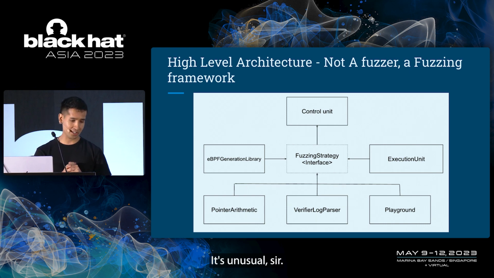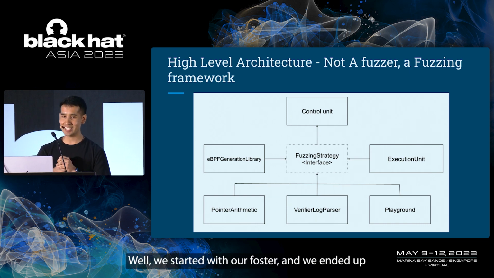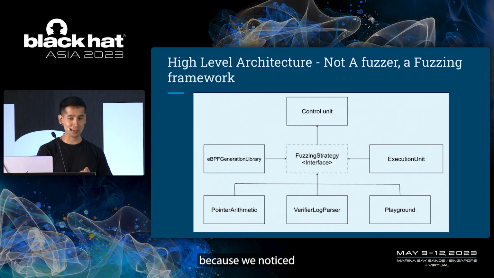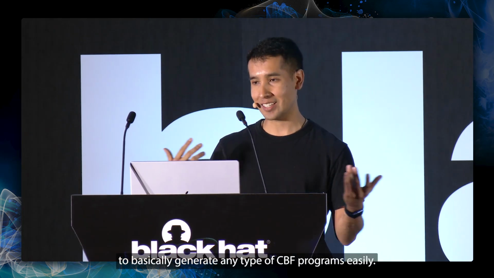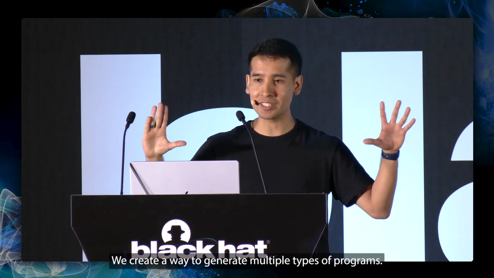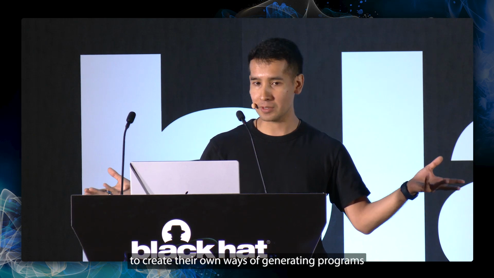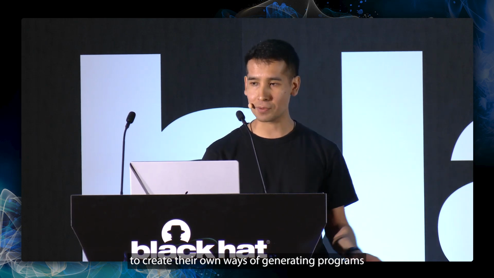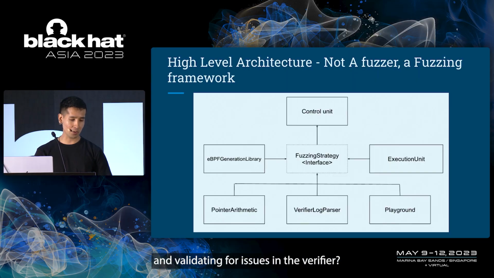So we came up with this. It's a new fuzzer. Well, we started with a fuzzer, and we ended up with a fuzzing framework, because we noticed that we had enough code to basically generate any type of eBPF programs easily. So we thought, what if instead of throwing just one type of program generation, we create a way to generate multiple types of programs? What if people are able to create their own ways of generating eBPF programs and validating for issues in the verifier? That's what we call fuzzing strategies.